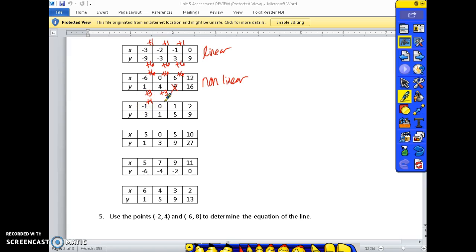Negative 1 plus 1 is 0. 0 plus 1 is 1. 1 plus 1 is 2. To go from negative 3 to 1, we add 4. 1 plus 4 is 5. 5 plus 4 is 9. So that is a linear function.